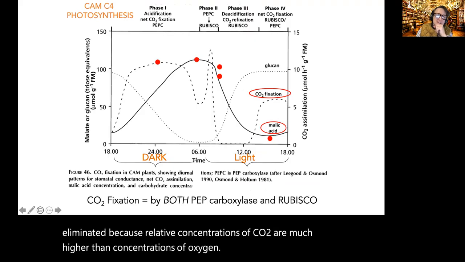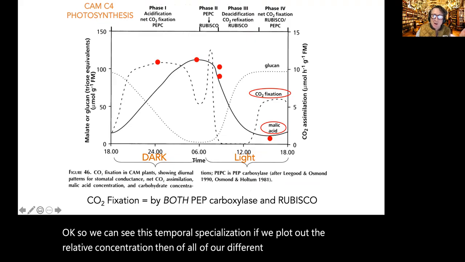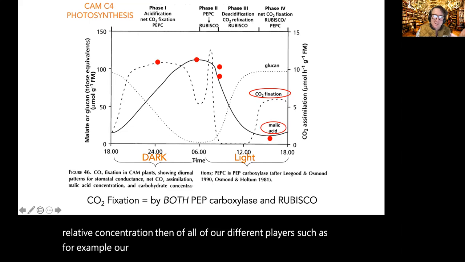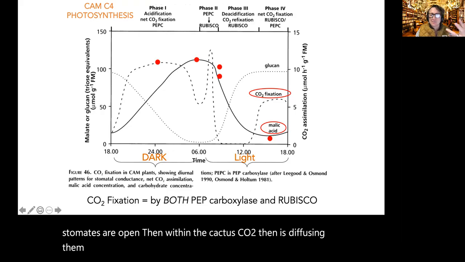Okay. So we can see this temporal specialization if we plot out the relative concentration of all of our different players, such as, for example, our malic acid, our C4 acid. So notice at night, when the stomates are open within the cactus, CO2 is diffusing into the cactus itself.